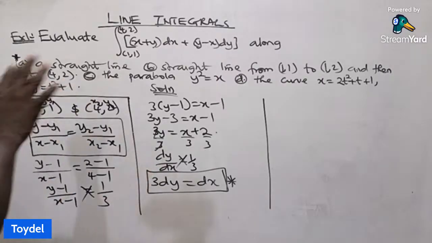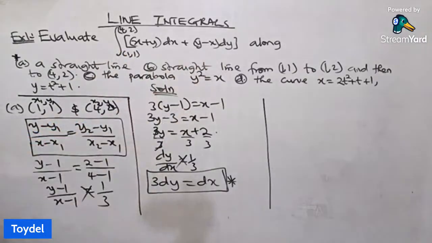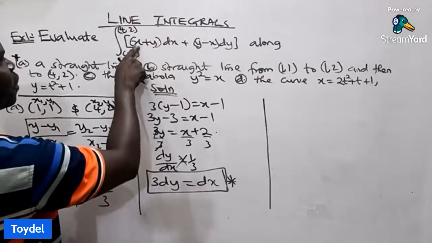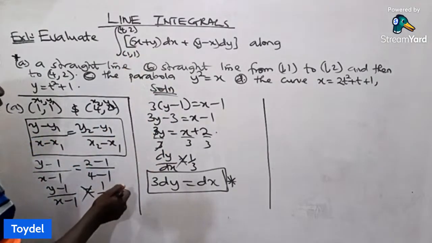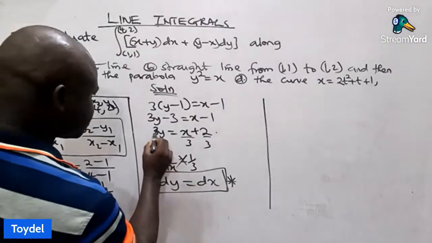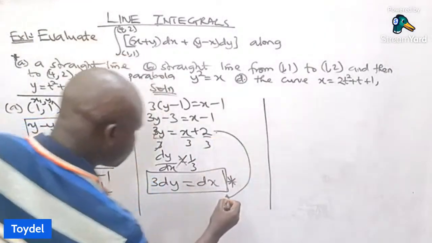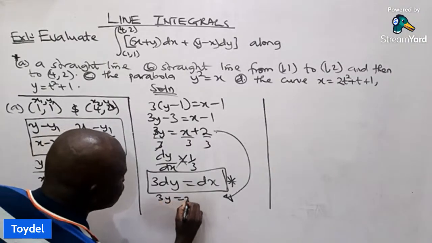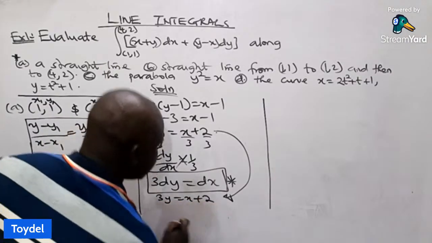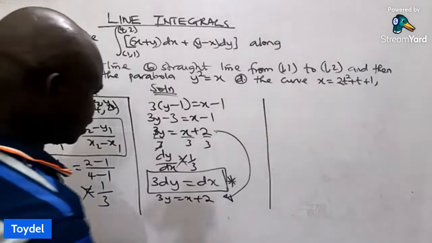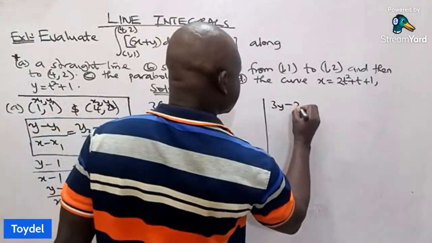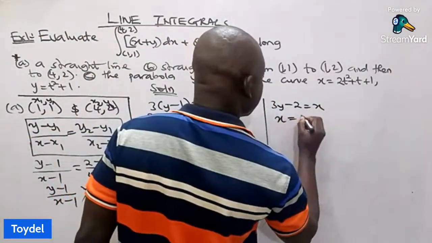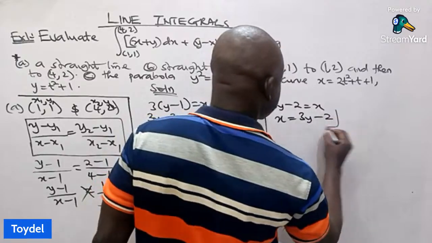Then if you want to rewrite this whole line integral in terms of y, there is need for us to substitute for x. From this equation, we know that 3y is equal to x plus 2. If I make x the subject of the formula here, we realize that 3y minus 2 is equal to x. So x is equal to 3y minus 2. Let's take note of this.